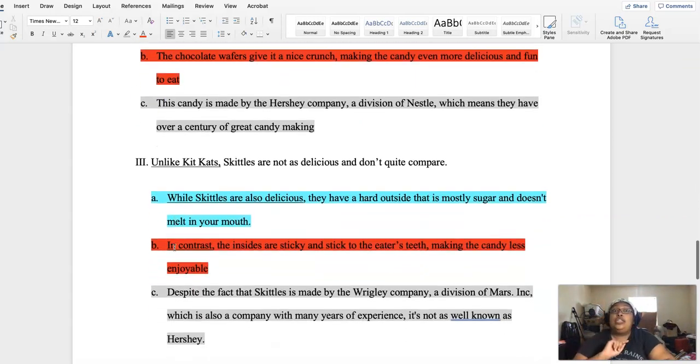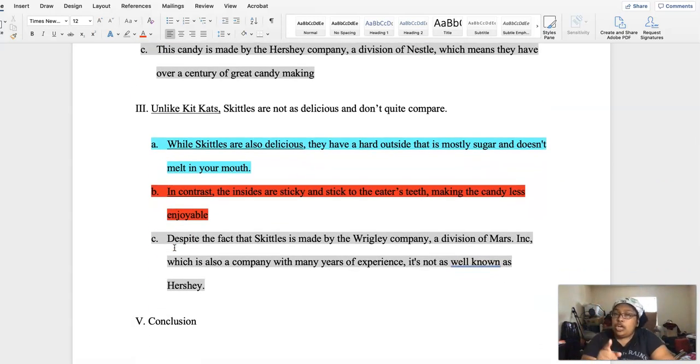Now I'm going to go to the Skittles paragraph, and I want you to notice that there is a transitional phrase going into the next paragraph that's very similar to the transitional phrases we had in the last structure, right? So unlike Kit Kats, and I like to talk about transitional phrases being a little bit of a shade, so I'm shading Skittles here a little bit. Skittles aren't as delicious and don't quite compare.